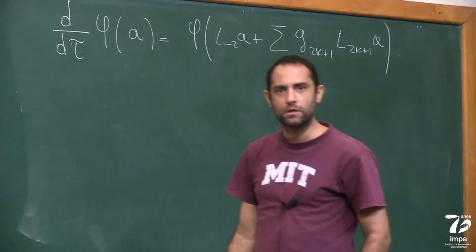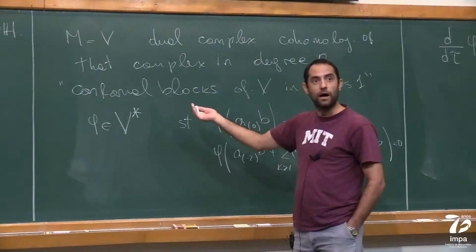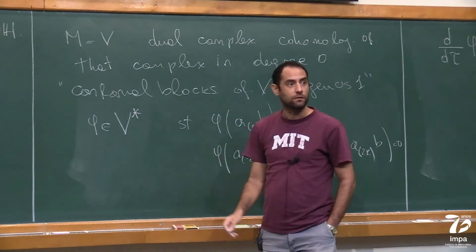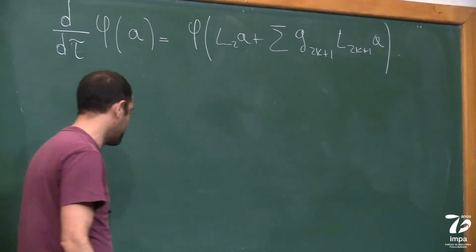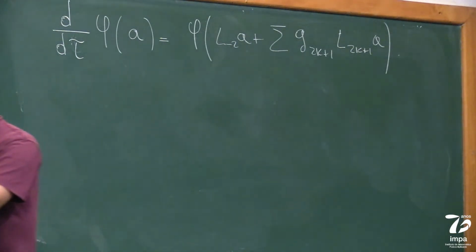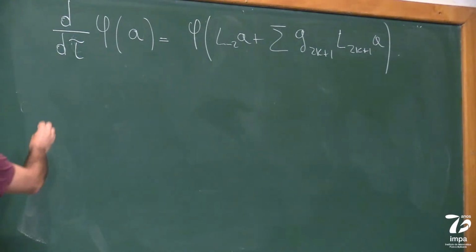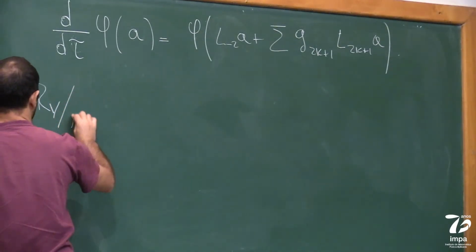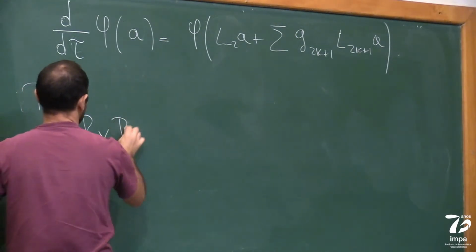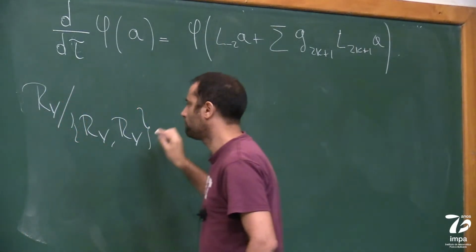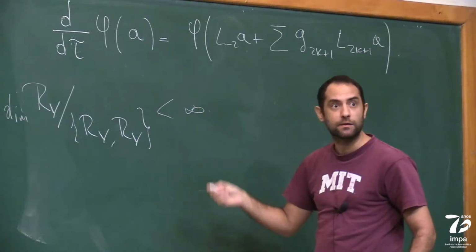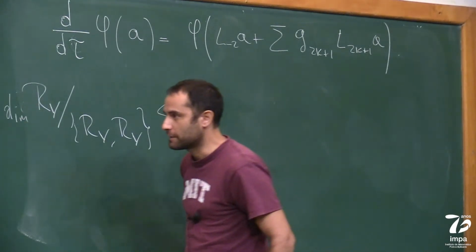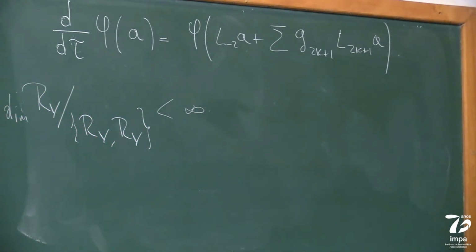So those are flat sections of the bundle over the upper half plane of conformal blocks on the elliptic curve whose fiber is given by that parameter tau. All right. And we've proven that that space is finite dimensional, as we did last class, provided that this space is finite dimensional. Okay, so that was all I want to say about connections.